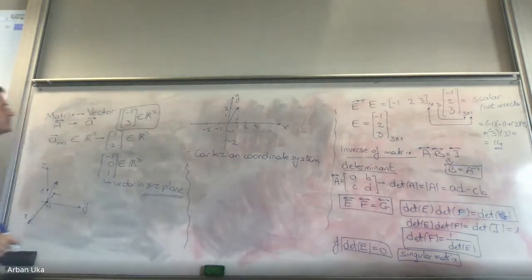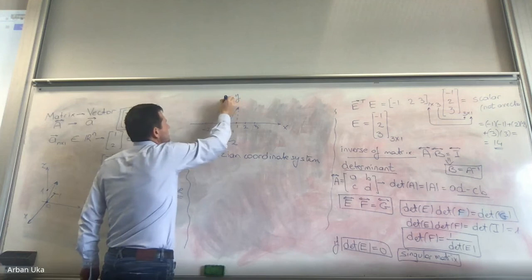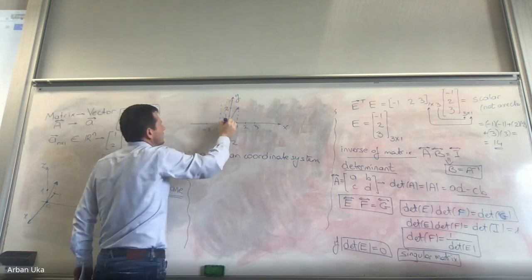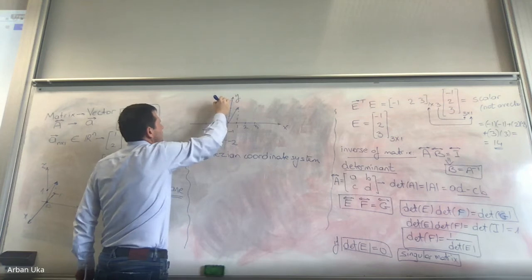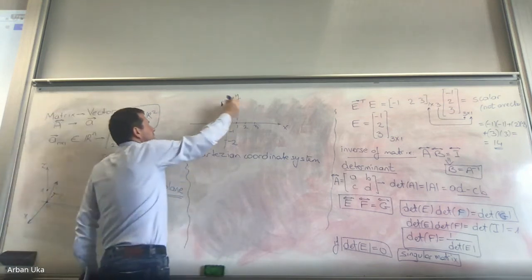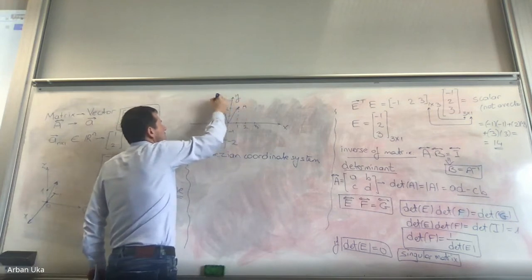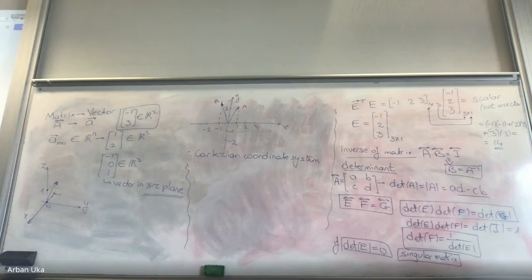So (1, 2) is just that point in the two-dimensional space. Let's pick up this other point, (-1, 3). (-1, 3) is this. So here we can even call this one point A and point B. Okay, so these are vectors.